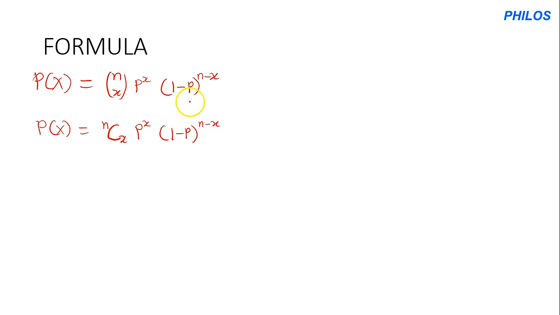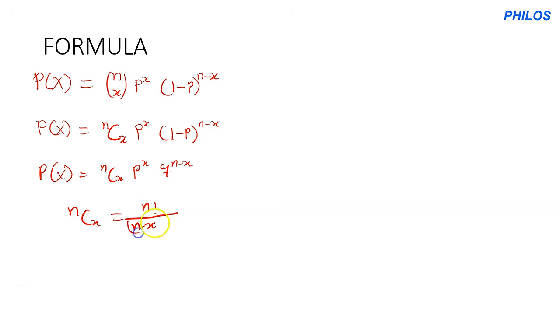One thing I want you to know is that you can replace Q with 1 minus P. So you can write the formula as n combination X, P exponent X, then Q exponent n minus X. What matters is you should know that Q is equal to 1 minus P. Since you know that n combination X is equal to n factorial divided by n minus X factorial times X factorial, then the formula can also be written as n factorial divided by n minus X factorial times X factorial, P exponent X, then 1 minus P or Q exponent n minus X. You can also write the formula like this.